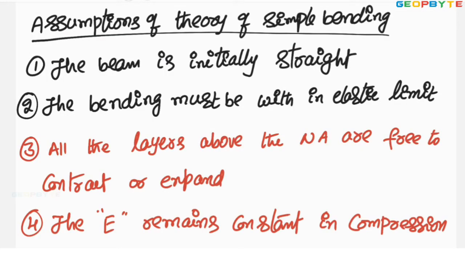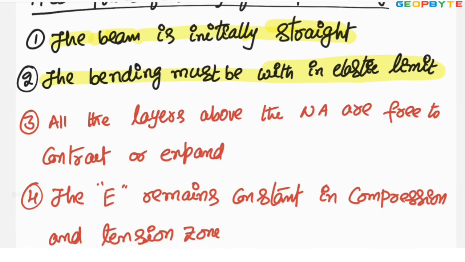Before going to the next problem, look at the assumptions for theory of simple bending or bending equation. The very first assumption, the beam is initially straight. That means initially the beam is unloaded. Second assumption, the bending must be within the elastic limit. The bending must be within the temporary deformation.